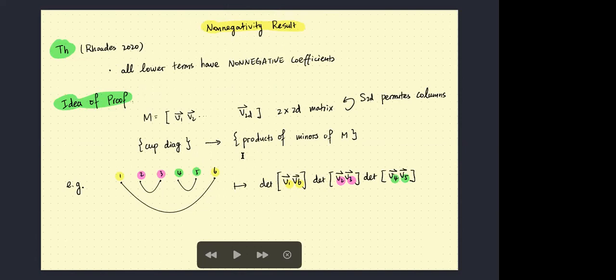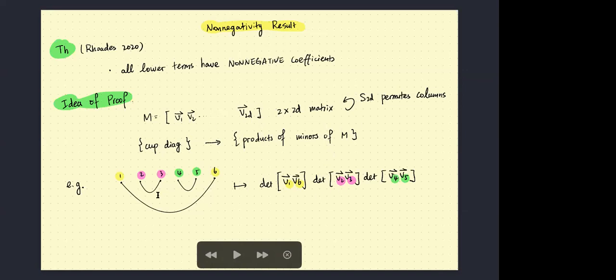Let me just quickly talk about the proof a little bit. So he's actually giving a third construction of the Specht module by looking at a matrix with 2 rows and 2D columns. And he's looking at a space spanned by products of minors of this matrix of the form down below.